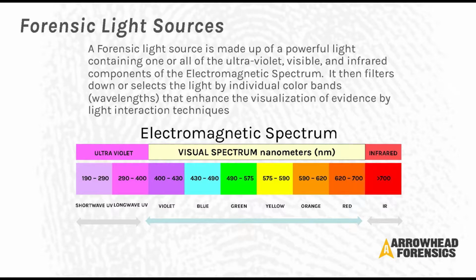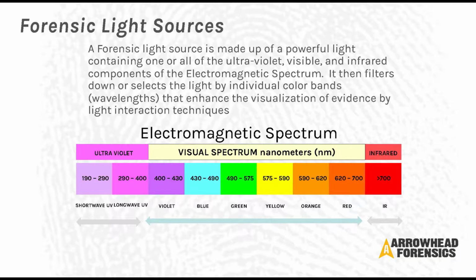So, forensic light sources. A forensic light source is made up of a powerful light containing one or all of the ultraviolet, visible, and infrared components in the electromagnetic spectrum. It then filters down or selects the light by individual color bands or wavelengths. Then it enhances the visualization of evidence by light interaction techniques.